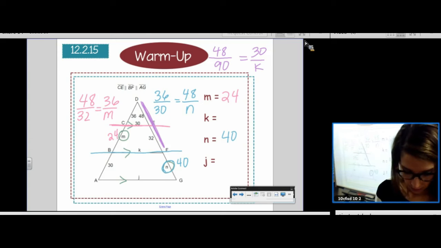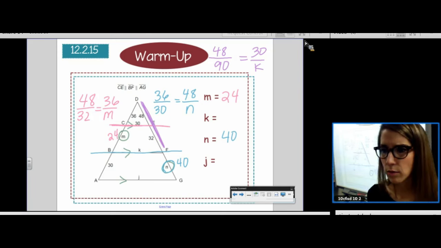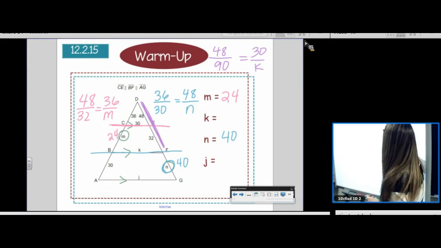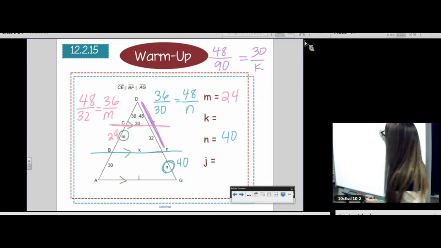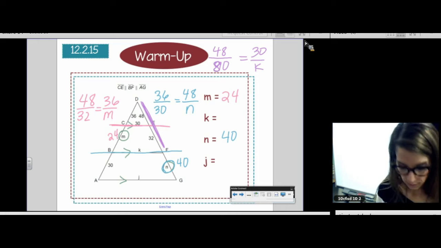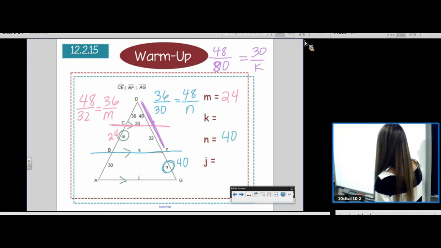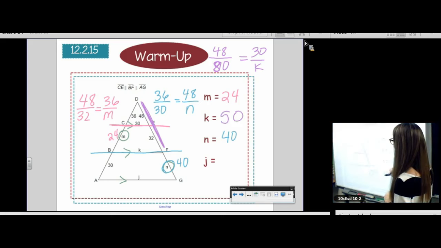Okay, so 30 times 90 divided by 48. I think we did something wrong. Oh, 48 plus 32 is 80, not 90. Thanks for helping me out, guys. 30 times 80 divided by 48. K is 50. K is 50.